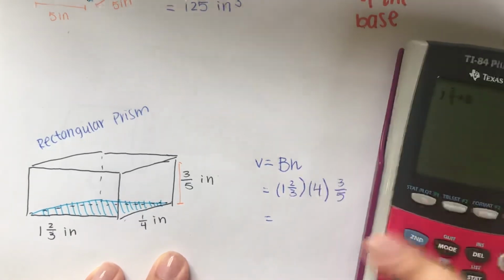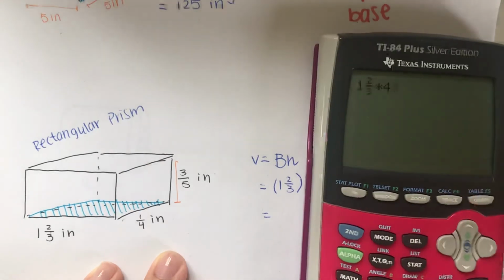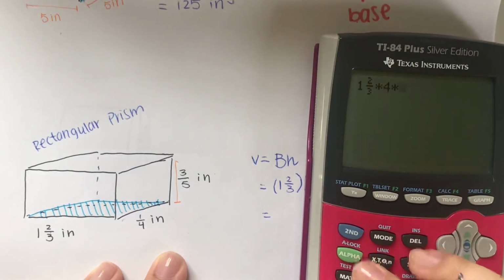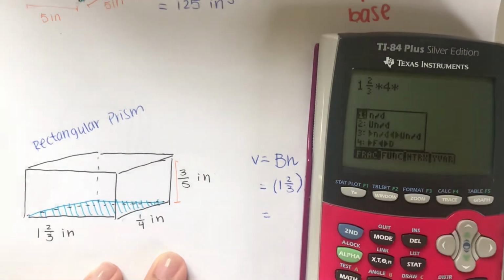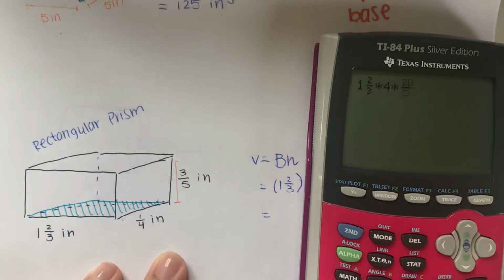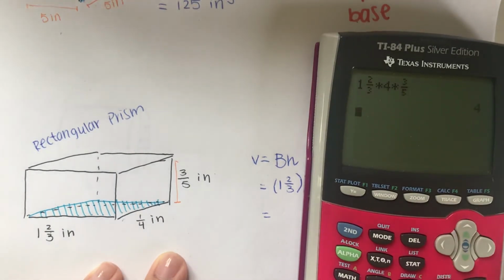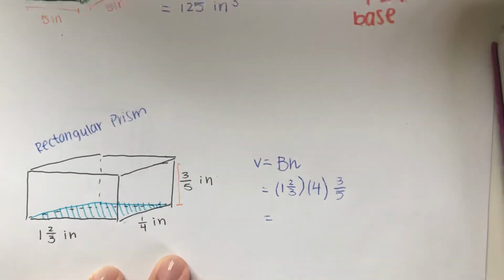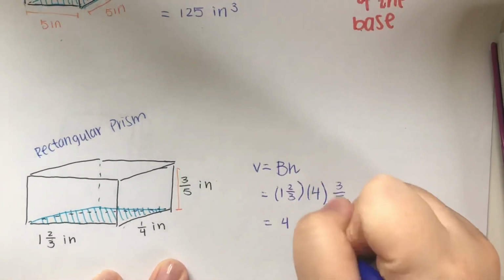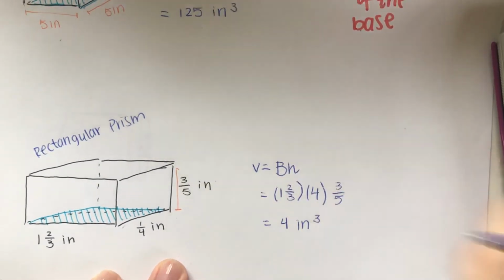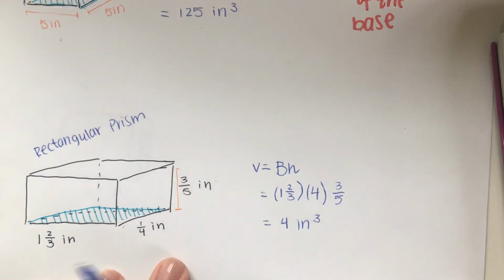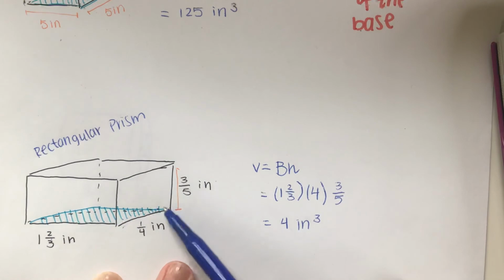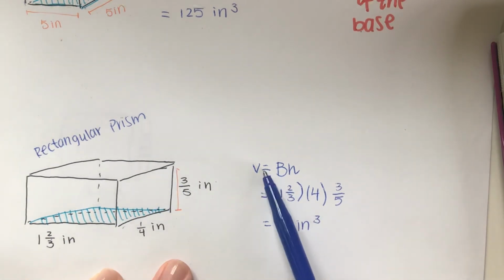Multiply by, what was the other number? 4. Multiply by, again, another fraction. So alpha y equal to, and then multiply by 3/5, and we press enter, and that would be 4. So that means it's 4 cubic inches because it's a 3D shape, 3 dimensions. Base, area of the base multiplied by the height will get us volume.